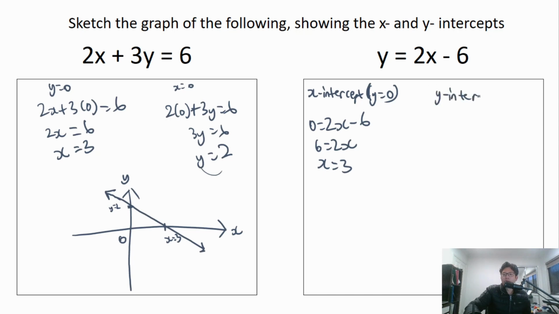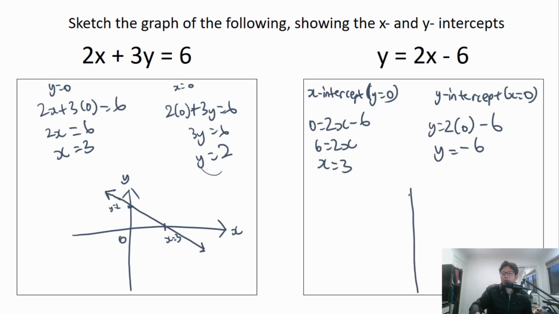I'll do the working out on the right here. x equals 0. So let's substitute 0 into x. So we have y equals 2 times 0 minus 6. y equals 2 times 0 is 0. So y therefore equals negative 6. So we have our two values here: x equals 3 and y equals negative 6.